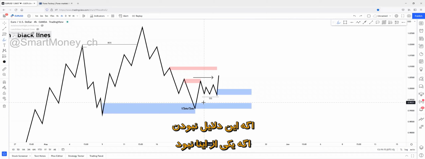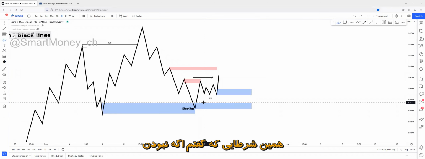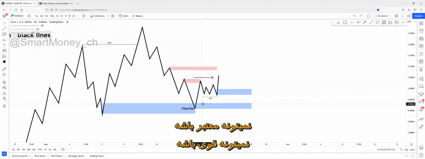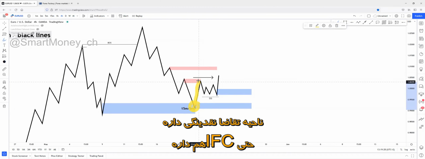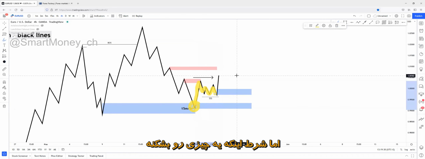If one of the criteria I just mentioned is missing, it won't be a valid, strong, or super strong demand zone or supply zone. In this scenario, this demand zone has liquidity and inefficiency, but it is missing the break of something, the flip of something, the change of something.